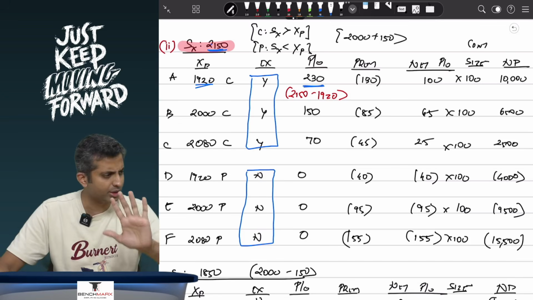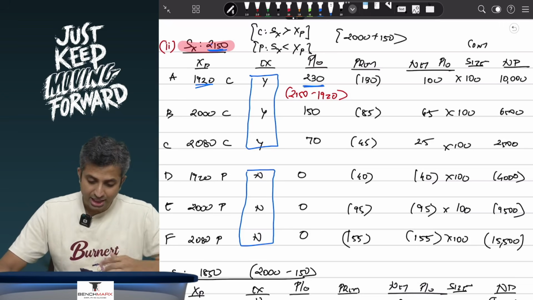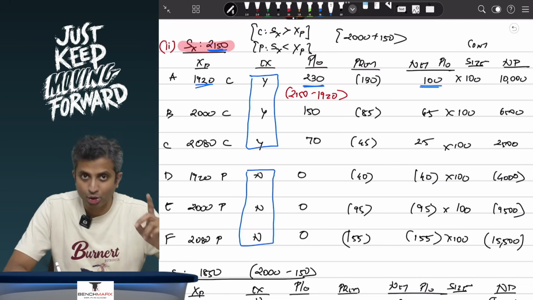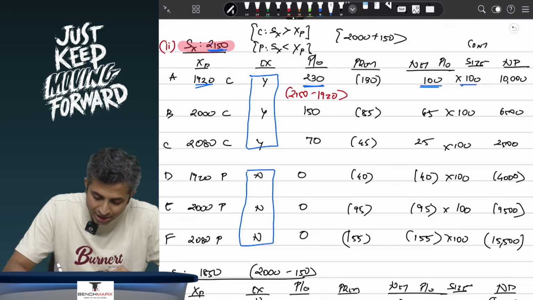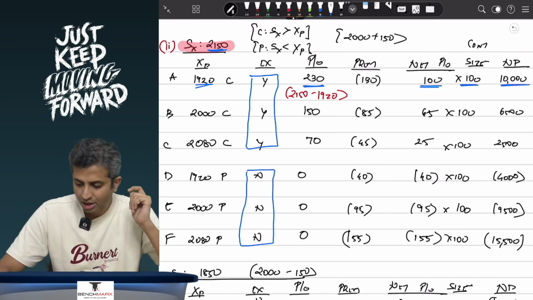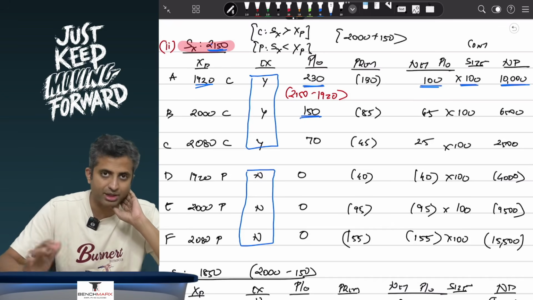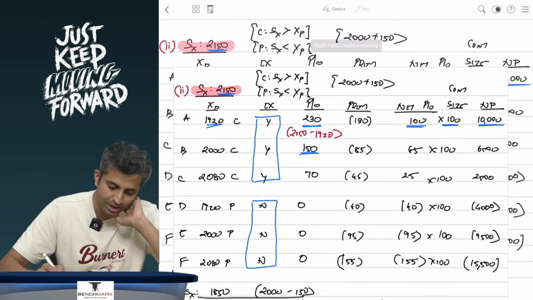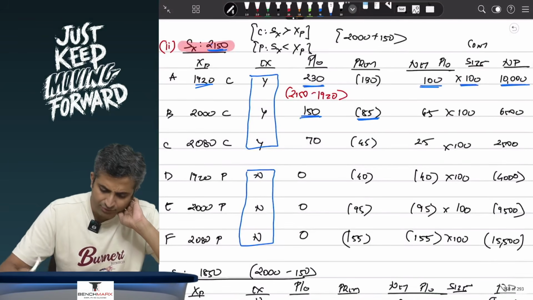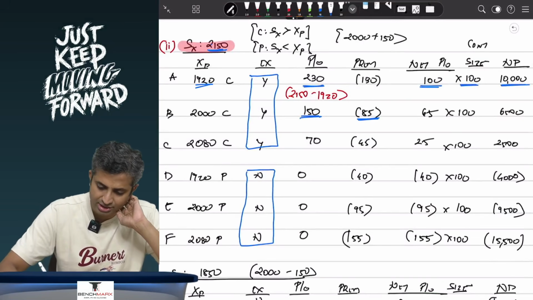You don't need to do time value adjustments. Even over here, they have not done time value adjustments. Okay, next you look at the net payoff of 100, and this is per option. One option has 100 underlying shares, so 100 into 100, net profit will be 10,000. Second, in case of the 2000 option, you will have 150 as the payoff, minus whatever is the premium. The premium over here is 85, so 150 minus 85 comes to 65 into 100, this is 6500.